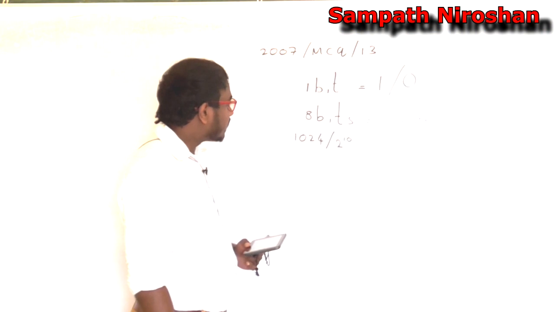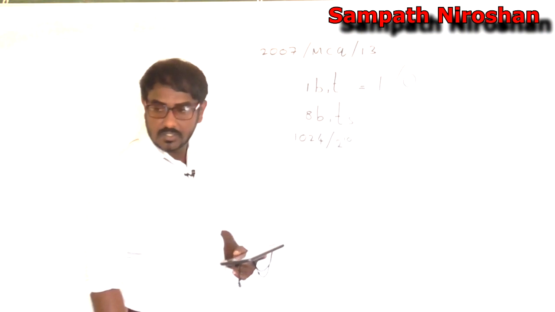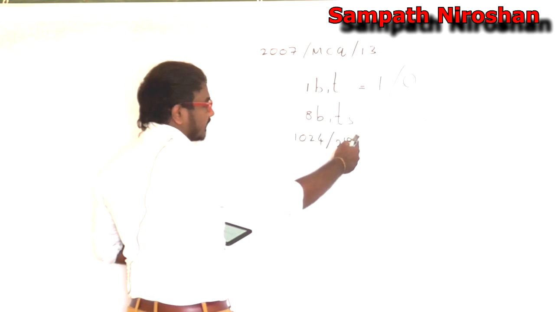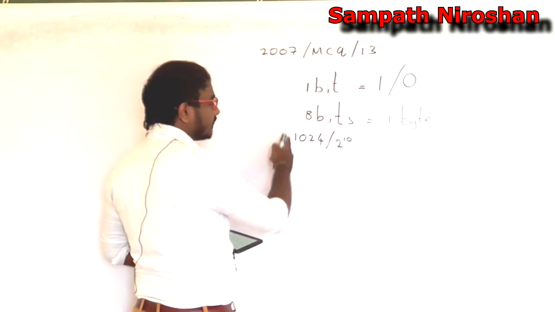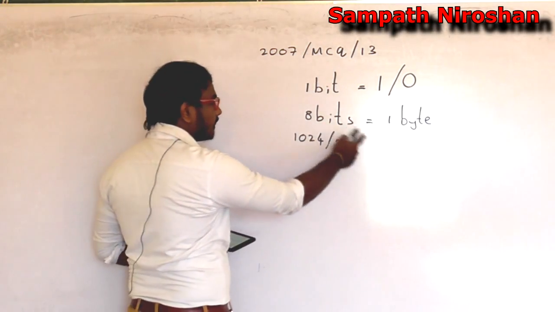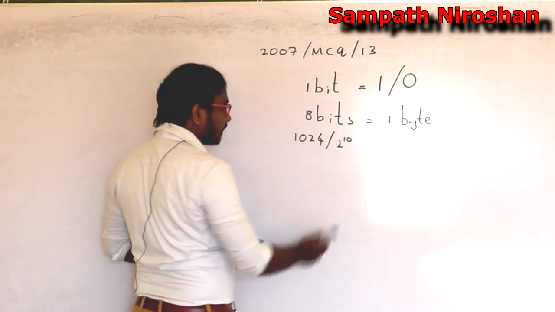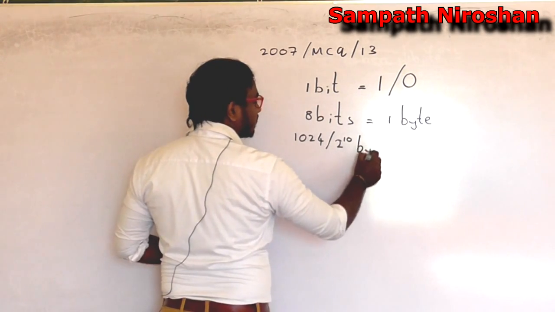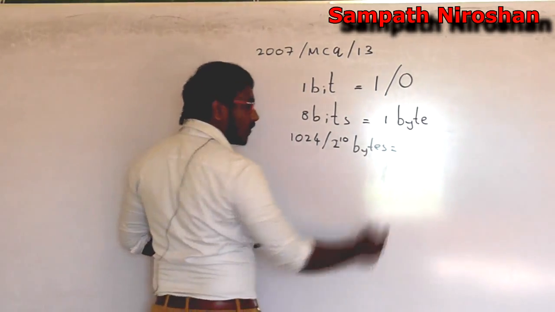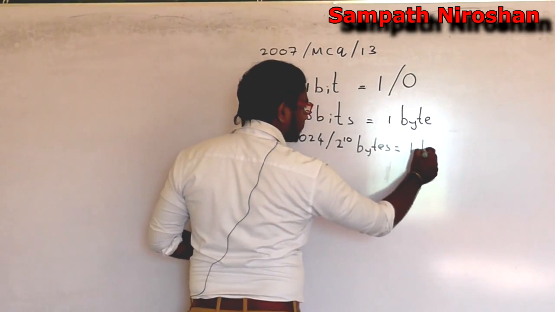So you can't use these powers of ten. Instead you use powers of 2. 2 to the power 10 is equal to 1024. In some questions they give it as 1024, in some questions they give it as 2 to the power 10. So next, this many bytes is equal to 1 kilobyte.